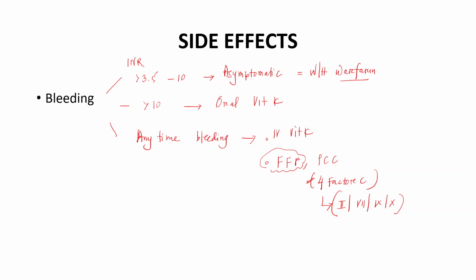So if the INR is in the range of 3.5 to 10 and the patient is asymptomatic, just withhold warfarin for some days and repeat INR. If INR is more than 10 and the patient doesn't have bleeding, you can just manage with oral vitamin K after stopping warfarin. And anytime if the patient has bleeding, definitely you have to stop warfarin. You have to give IV vitamin K, and along with that you have to give factor replacement: FFP or prothrombin complex concentrate or 4-factor concentrate.